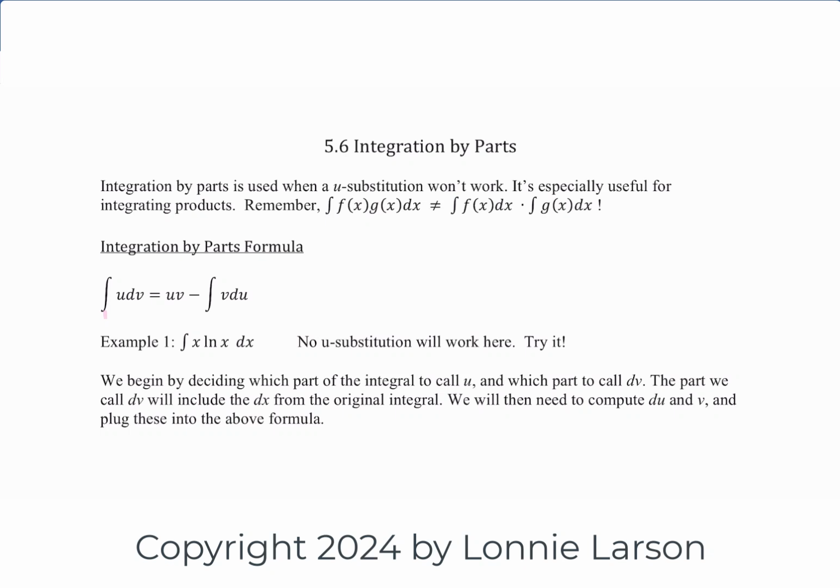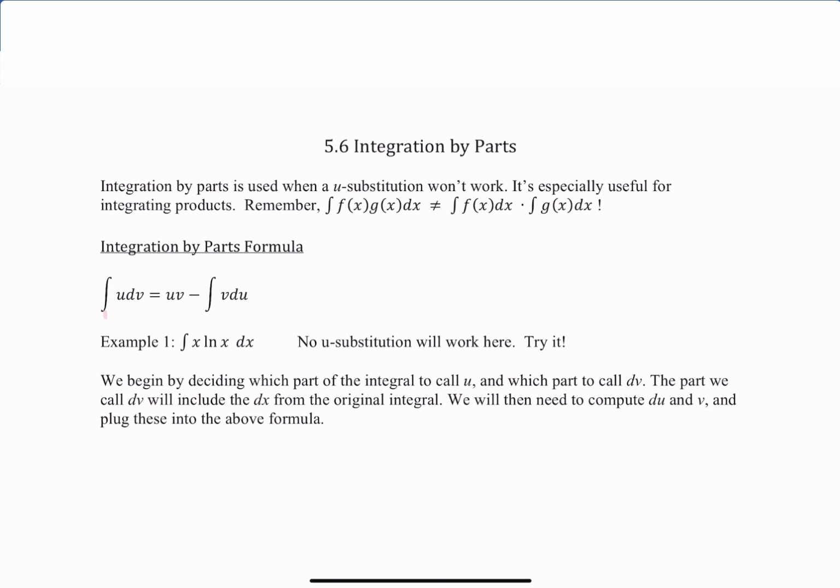Hi everybody. We're going to wrap up chapter 5 by learning one more technique for integration that's called integration by parts. Integration by parts is mostly used when inside your integral you have a product of two functions.